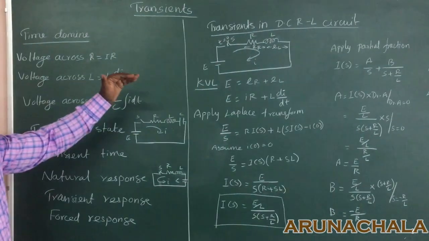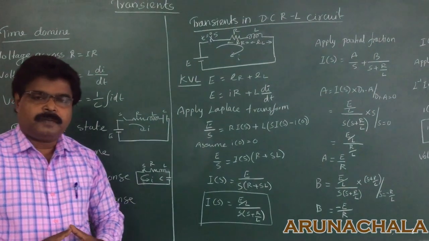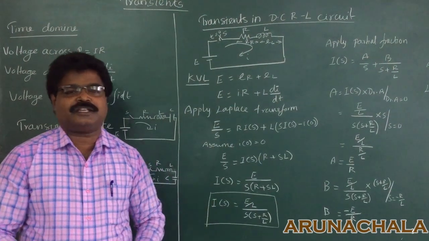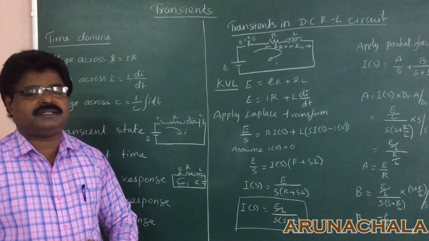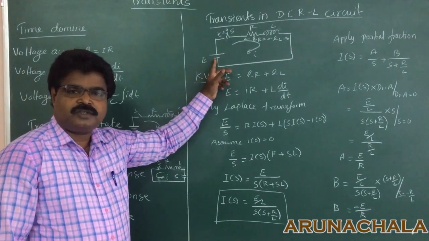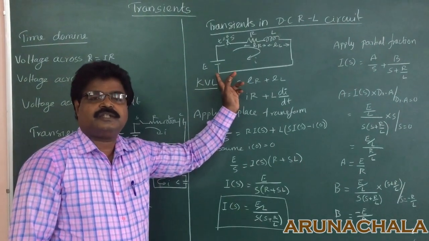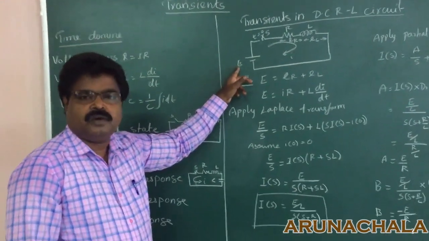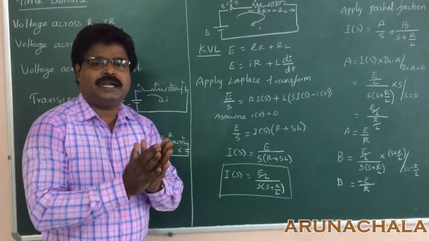Now we are going into transient in DC RL circuit. You may ask whether there is a difference between transient in a DC RL circuit and an AC RL circuit. The only difference is the source. In the DC RL transient, the source is a DC source. In the AC RL transient, the source is an AC source. What is the value given for DC? E. In AC, it is Em sin omega t. That's the only difference.